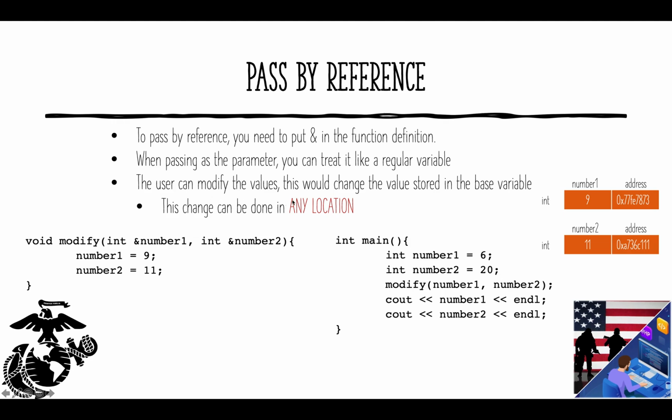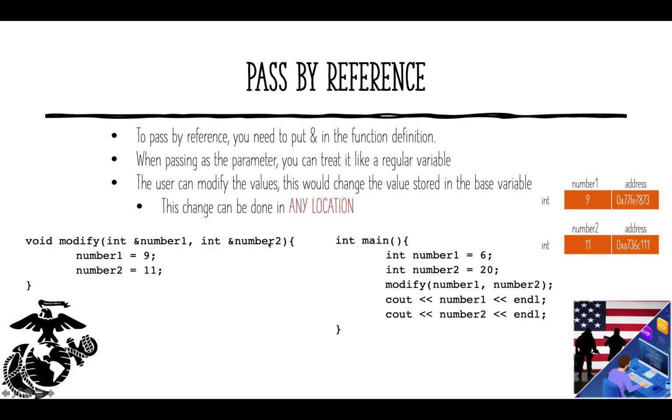The user can modify the values, and this would change the value stored in the base variable, and this can be done at any location. So we have our int main, we have number 1 equals 6, number 2 equals 20. Now I'm calling a modify function, passing in the 2 parameters, so number 1 and number 2. Now, this is where we notice something for the first time. I am utilizing the same naming convention. So number 1 here is number 1 here, number 2 is number 2.